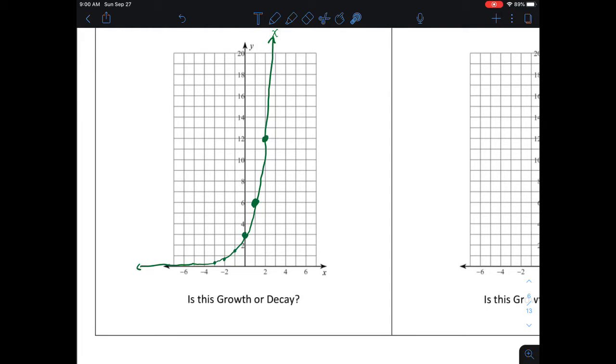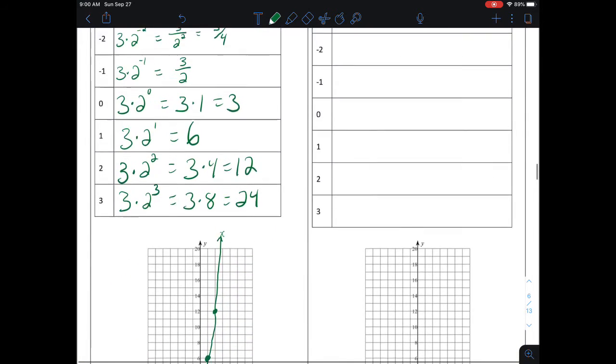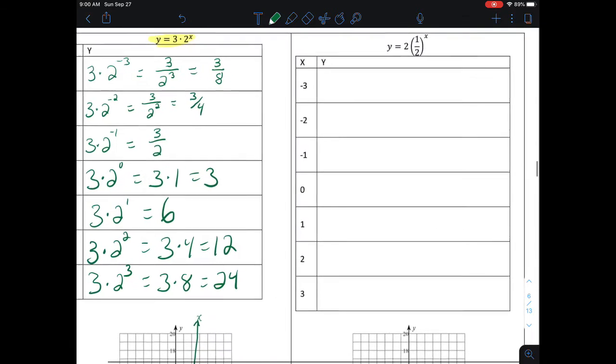Just for your standard y equals a times b to the x problem, if as you go to the right, the graph goes up, it's going to be considered exponential growth. So this is an example of a growth problem. All right, let's do the same thing again.